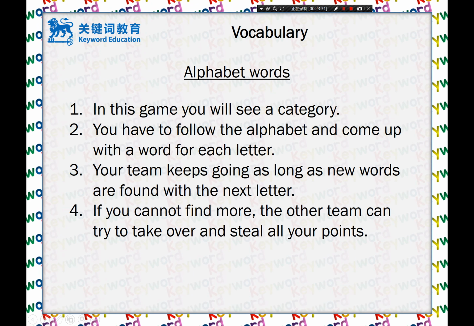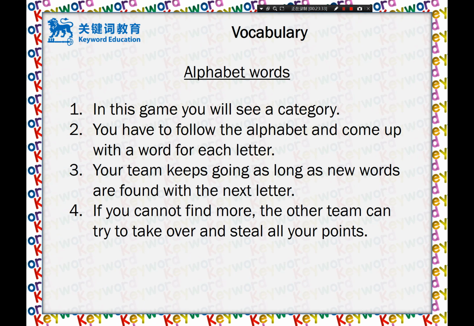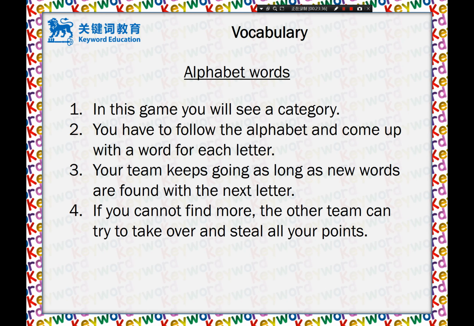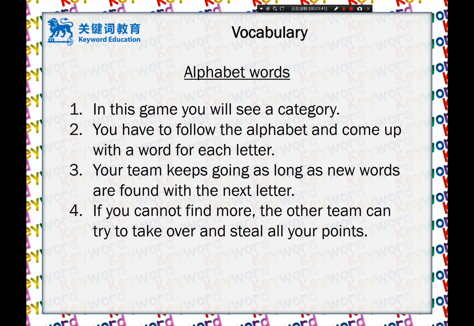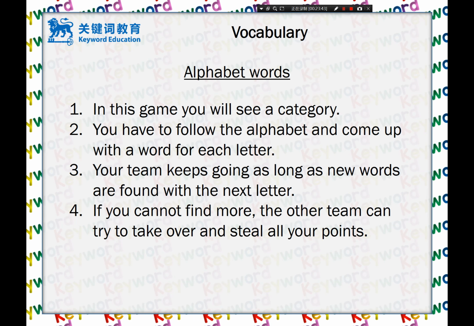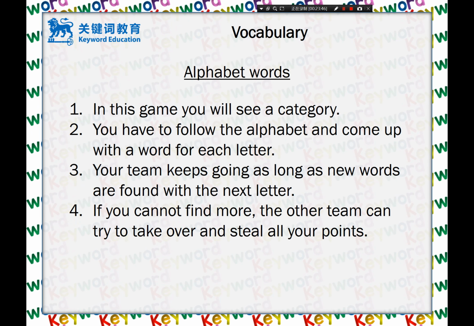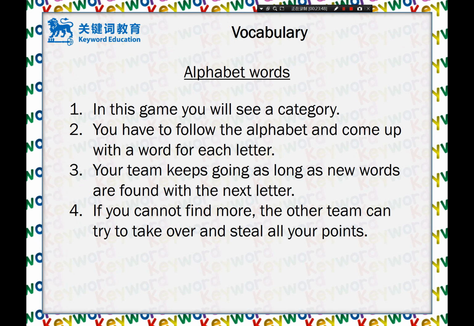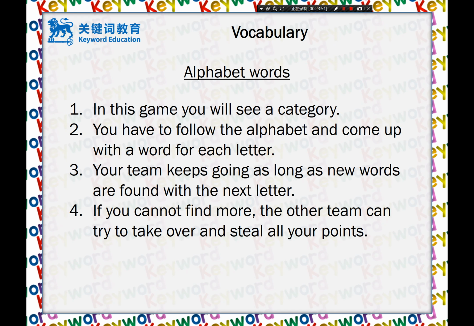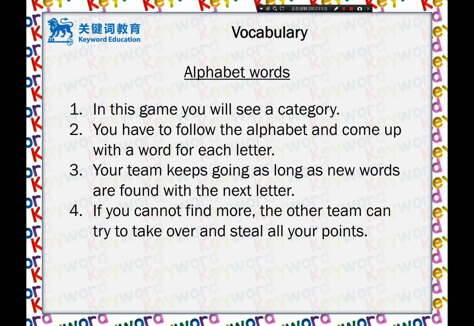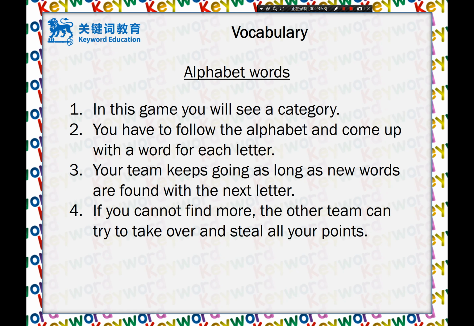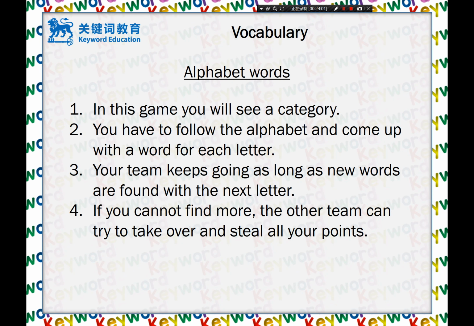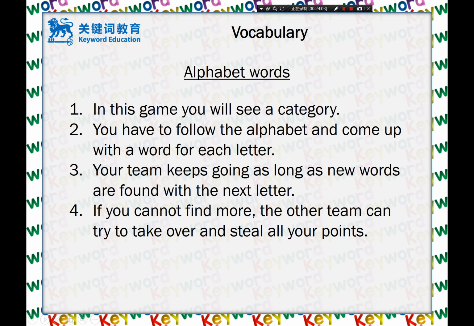Next one, alphabet words. In this game, you will see a category. For example, if I say category of animals, then every time I'll show them a letter. If I say B, whoever says an animal starting with the letter B will win a card from me. So if I say bear, then I'll win a card. At the end, we'll see who has the most cards from the teacher, and then he or she will be the winner. This can be a warm-up activity as well.